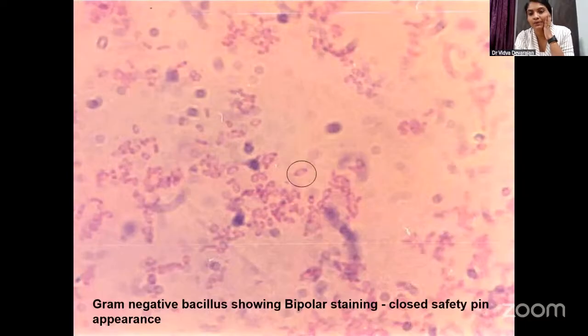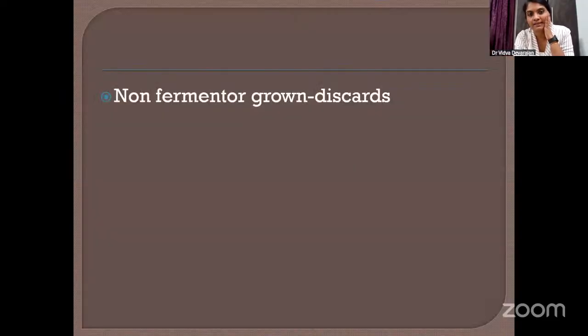So this was what was seen on the pus, which is gram-negative bacilli showing bipolar staining, which is a closed safety pin appearance. So what was grown was a non-fermenter. Yes, in many places, non-fermenters are not identified and are discarded. What you must know is liaising with your lab. MALDI will not pick up the identification, especially of this organism. You will have to talk to your microbiologist and discuss with them that you're looking for this entity called Burkholderia pseudomallei or melioidosis.